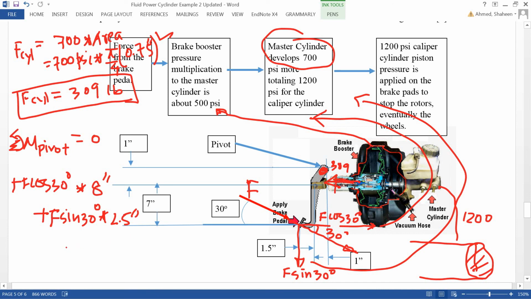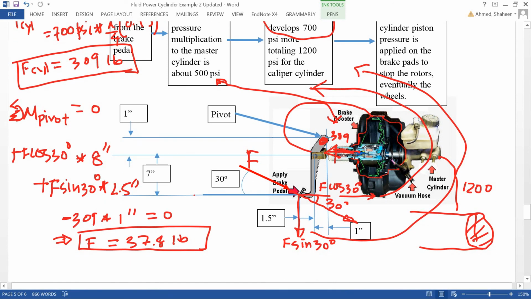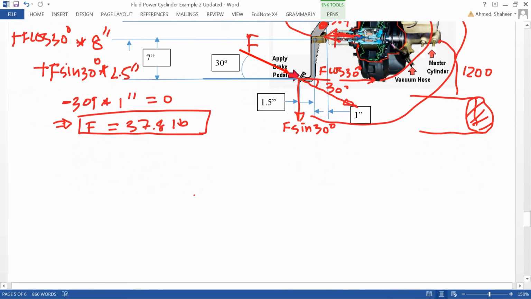Now we have this cylinder force, which will make a clockwise moment like that. So 309 times 1 inch, and everything sums to 0. If I solve for F, I calculated 37.8 or so. Check this calculation. I think I recall last year people got 30 pounds or something. I can't remember. So that's what I got, 37.